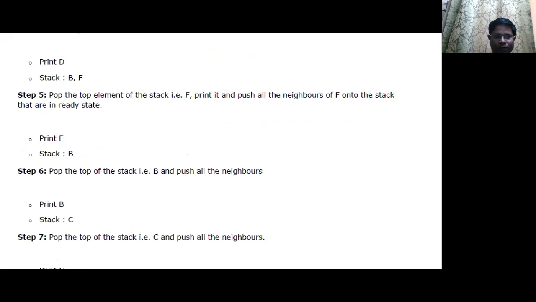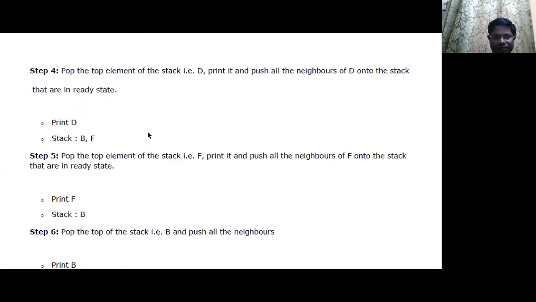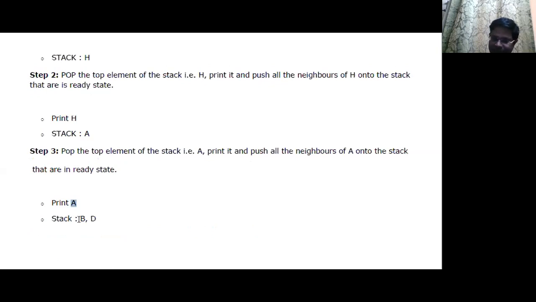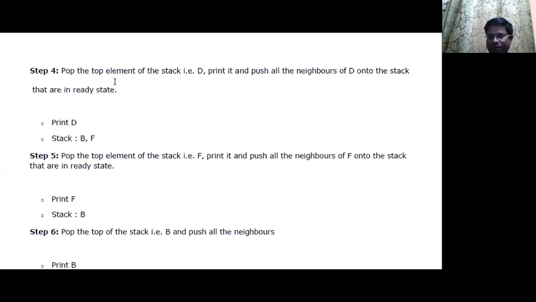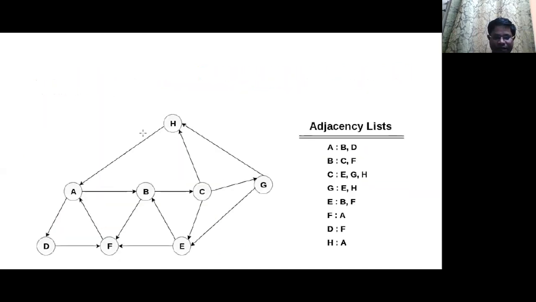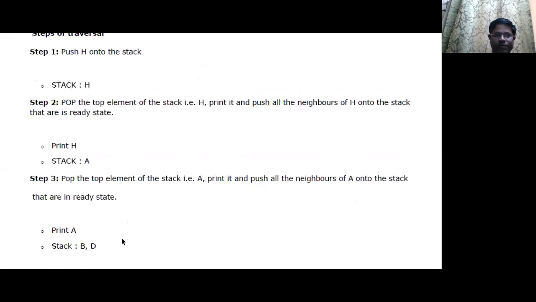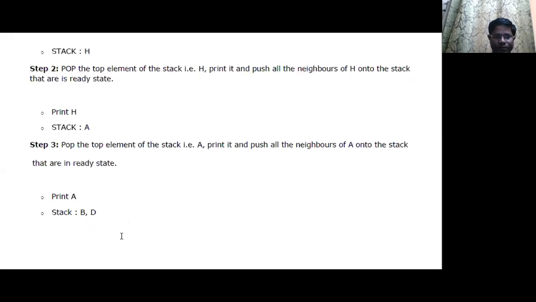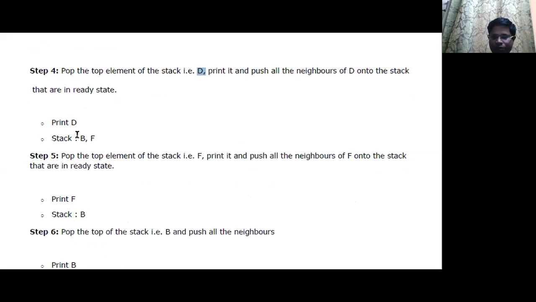Okay. Now after this, again we have to pop the top element of the stack. Since on the stack there are two elements, B and D, the top value is D. So in the next step, we delete the top element, delete D, print its value, and push all the neighbors of D onto the stack. The neighbor of D is F. There is only one neighbor, that is F. In the stack, how many elements? There are two elements, since one element is popped. The remaining element is B, and now we are inserting the neighbor F. So at present the stack has two elements, B and F.